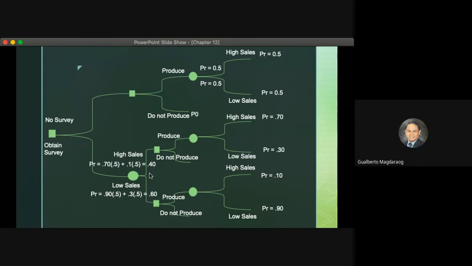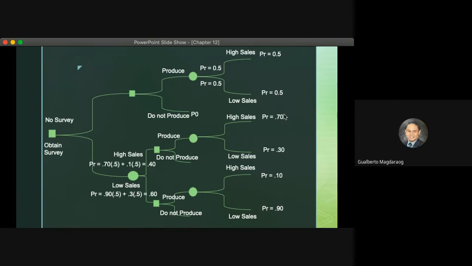Next, itong dalawa na to, wala pa siyang probability. So how are we going to assign the probability of having a high sales and low sales provided that the result of the survey is also high? Okay, the procedure is like this. Dun sa high sales, you get yung given na mataas, and that is 70%. Because if the result of the survey is high, of course, dun tayo mag-umpisa sa high sales na yun, which is 70%. If 70% is the 50% or half of the chance having a result of high sales, you multiply it by 50%.